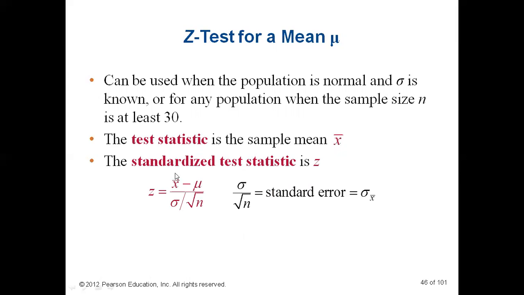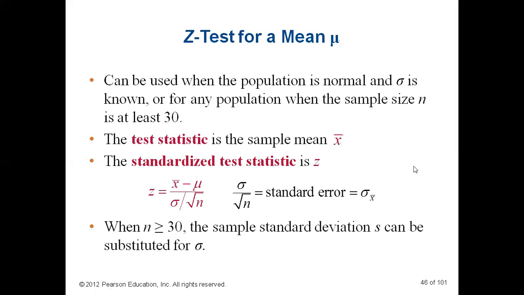The standardized test statistic z can be computed as x bar minus mu divided by sigma divided by root n, where sigma by root n is nothing but the standard error, represented by sigma with subscript x bar. When n is greater than 30, the sample standard deviation s can be substituted for sigma.